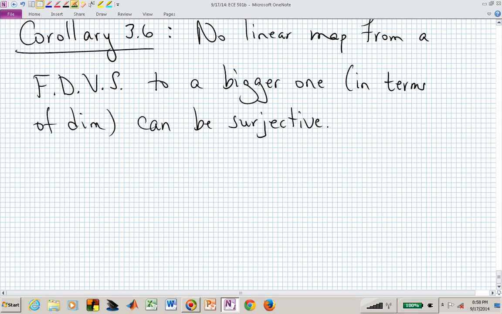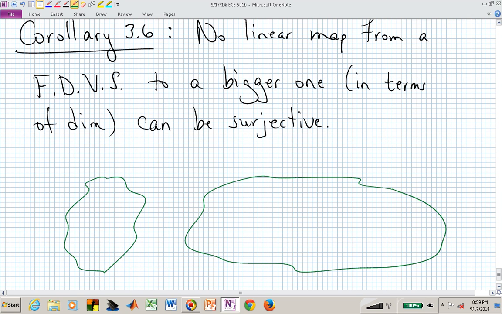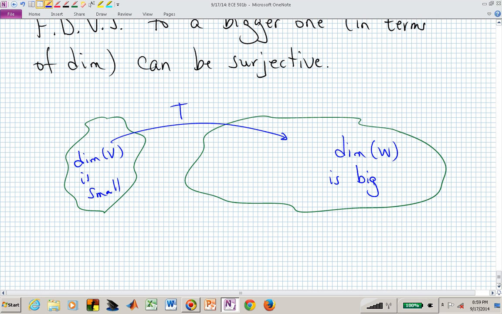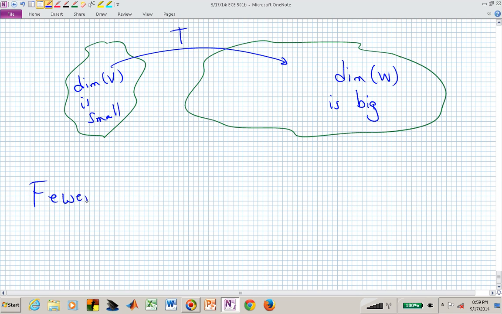The picture we can draw is really just the opposite of what we were doing before. Now we have this mapping T from some small dimensional domain, and it's now going into a larger codomain, and we'll just say that the dimension of W is big. One way to think of that is to realize that there are fewer vectors in the input space.